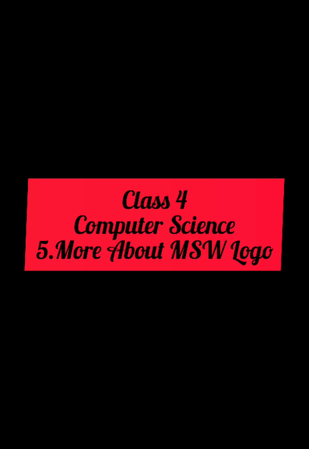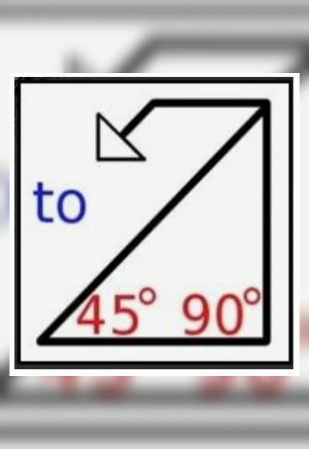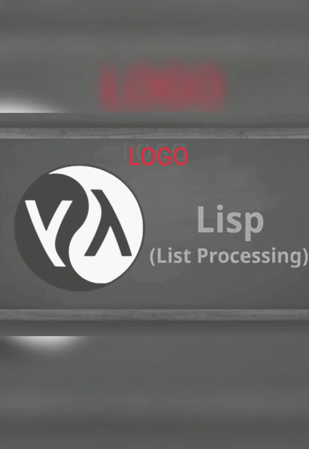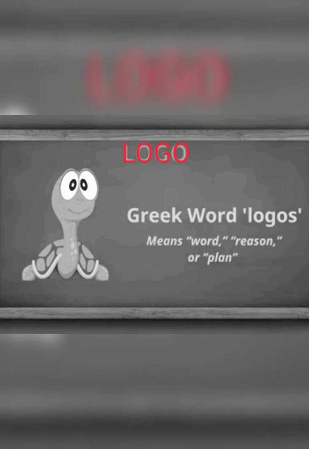Today we will discuss Class 4 Computer Science Chapter 5, more about MSW Logo. Today we are going to learn about Logo. The Logo language is derived from another programming language called Lisp. The word Logo itself is derived from the Greek word logos. It means word, reason or plan.